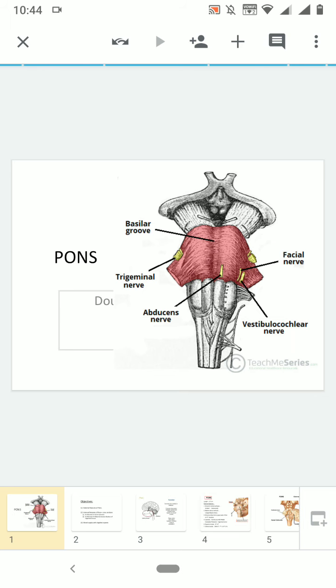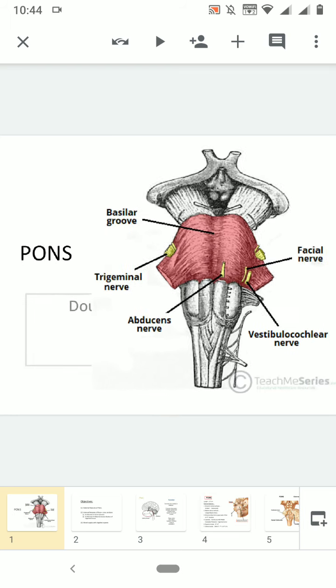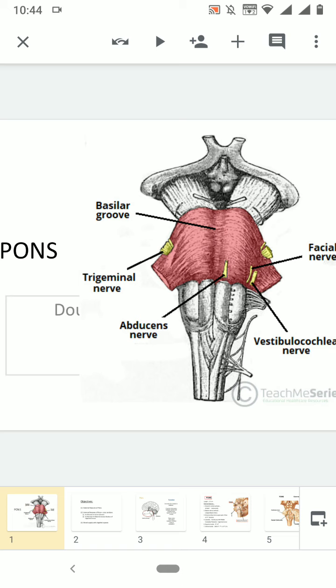Okay, good morning. We are continuing with the pons. It is the next higher part of the brainstem. We have completed the medulla oblongata. Definitely, I'm going to post this class today.